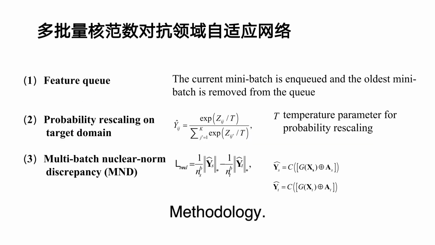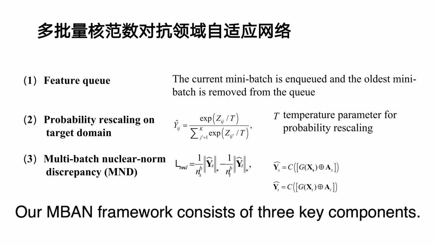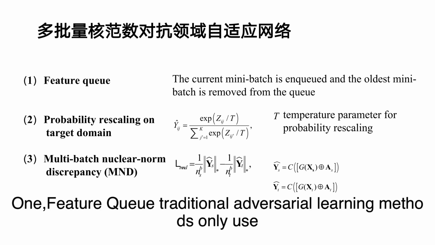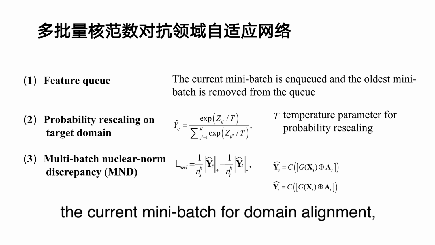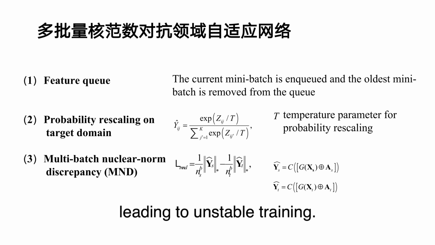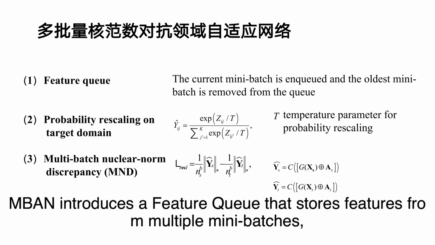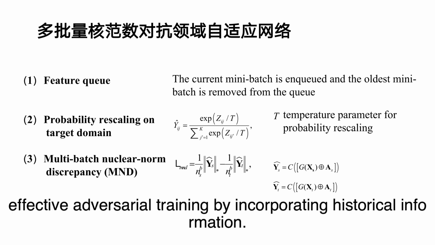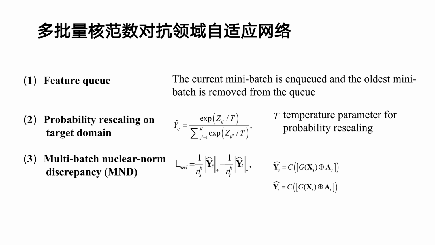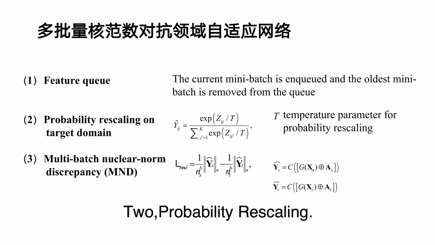Methodology. Our MBAN framework consists of three key components. 1. Feature queue. Traditional adversarial learning methods only use the current mini-batch for domain alignment, leading to unstable training. MBAN introduces a feature queue that stores features from multiple mini-batches, ensuring more stable and effective adversarial training by incorporating historical information.